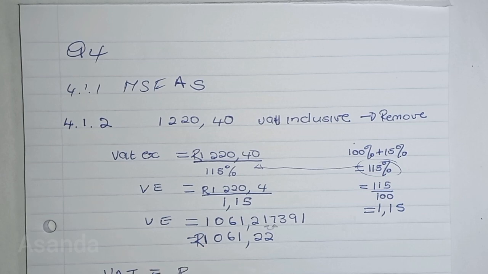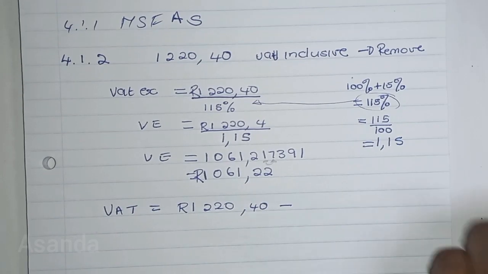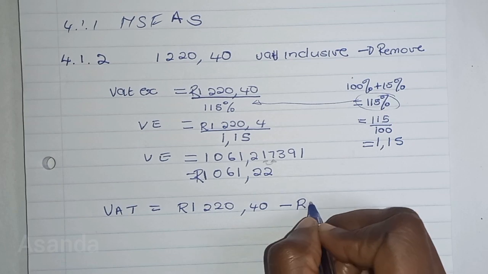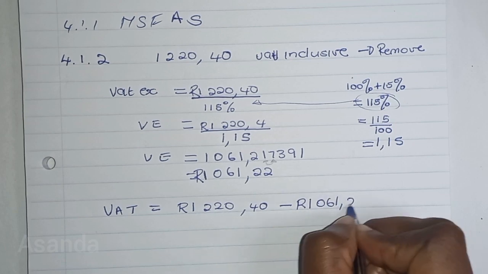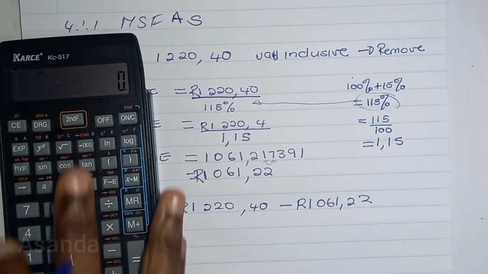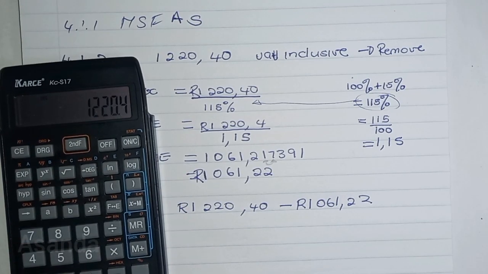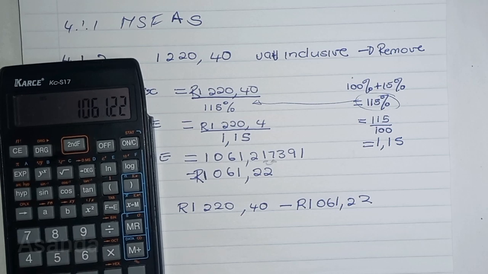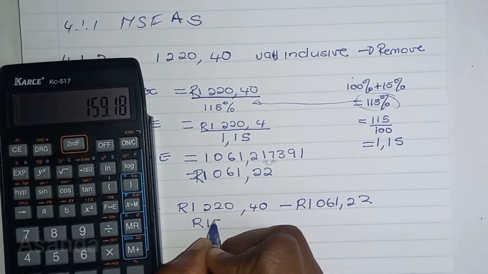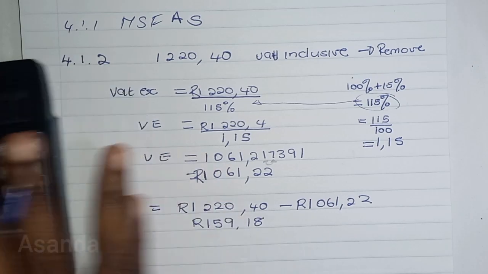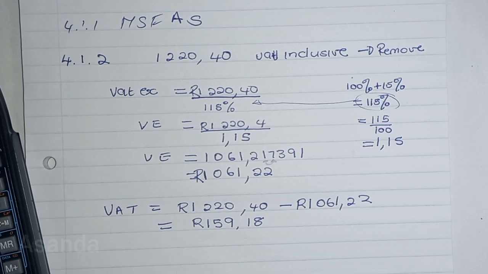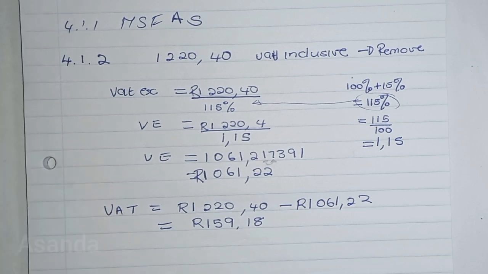VAT is equal to 1,220 rands and 40 cents. I promise you it's faster when you do it, because you're not teaching and you're not explaining and calculating at the same time. 1,061.22, and it guarantees you accuracy. 1,220.4 minus 1,061.22. And then the VAT here is 159 rands and 18 cents. And I understand everything that I have been calculating clearly. Wow, I should stop right there, but we're going to continue.